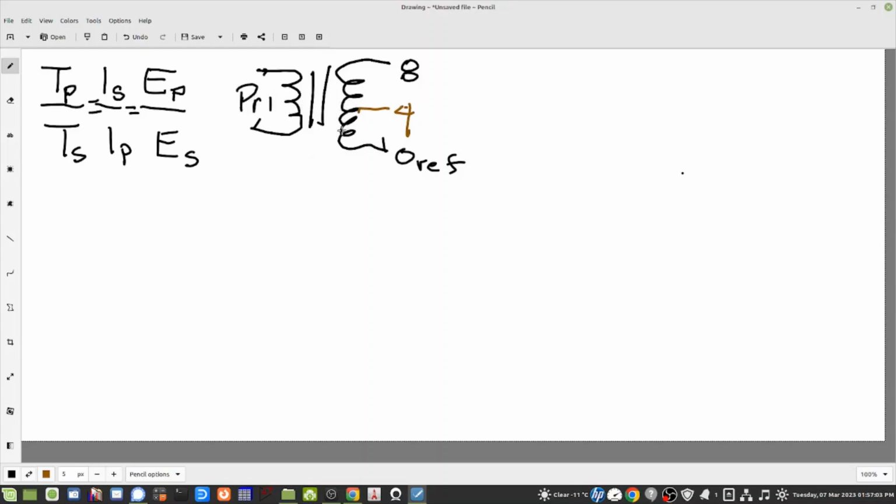So if this were an output transformer, we would have a tube coming down off this primary, much like so. We'd have a tube, and it would go probably to some ground or reference, and this would be our B+. And that's how the transformer would hook up with a tube in the circuit.